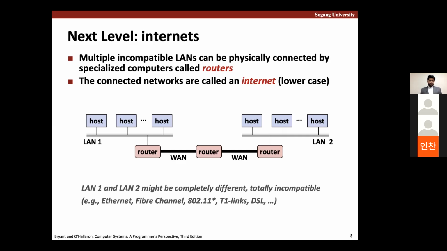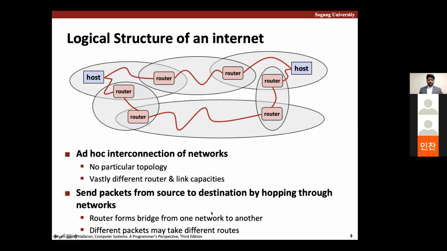All these hosts on LAN 1 and LAN 2 are connected to different routers, and those routers are connected to each other through this wide area network. So the leftmost host on LAN 1 can communicate with the rightmost host on LAN 2, even if they have this incompatibility and different technology, they are still able to connect to each other. So this kind of connected area is called an internet. This is actually the logical structure of an internet.